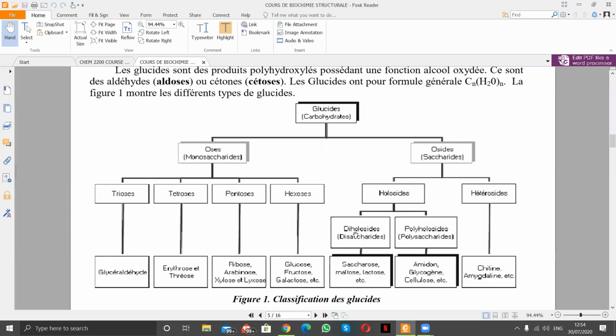Then dihomocyclic, these are two with a unique chain. Polyhomocyclic, poly meaning many, with a different chain.